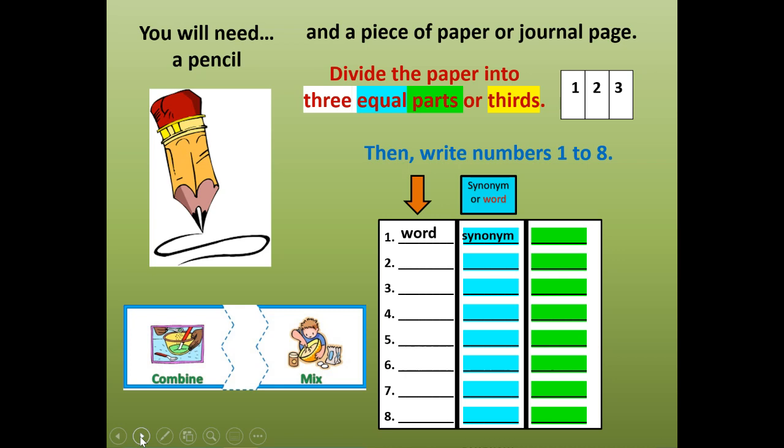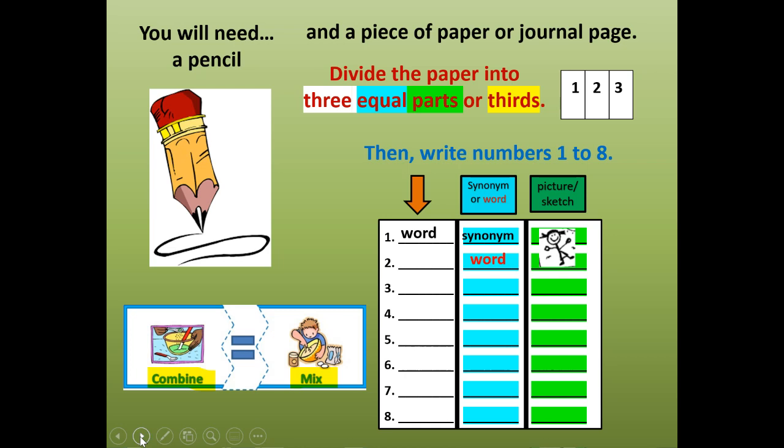And a synonym is a word that means the same or is similar. Just like combine is a synonym for mix, and mix is a synonym for combine. They mean the same thing, basically. If you don't catch the synonym, you can write the word a second time. And in the third column, I want you to draw a quick picture or sketch to help you remember each vocabulary word.